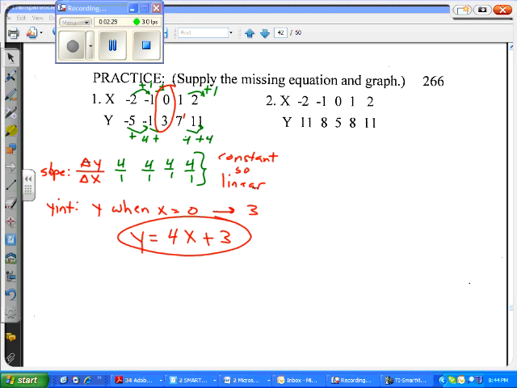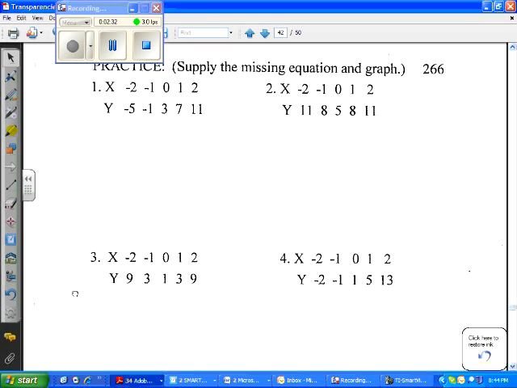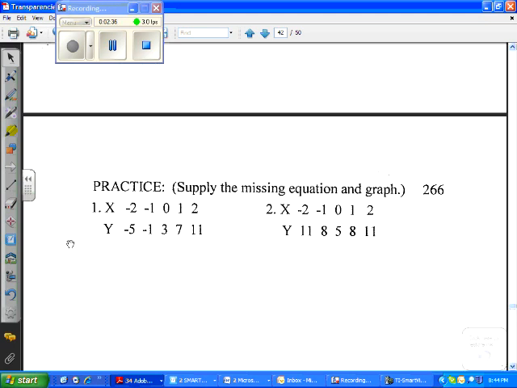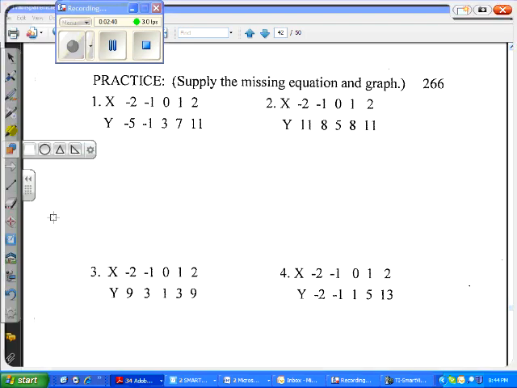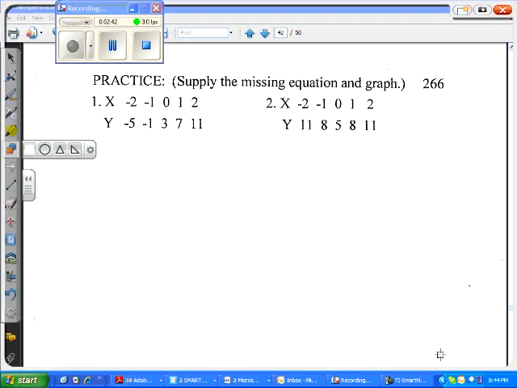Okay, number 2. Again, at the beginning, we have no idea what it is. We're not really sure how much space it's going to take up, so we're going to clear things out so we have all the space that we need. We're going to begin with change in y, change in x, and determine what it is.